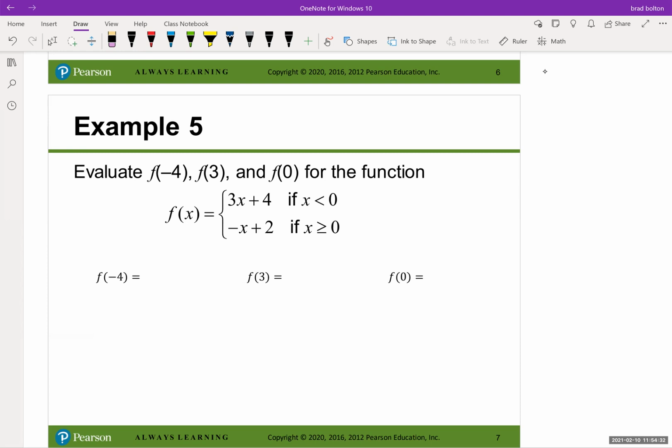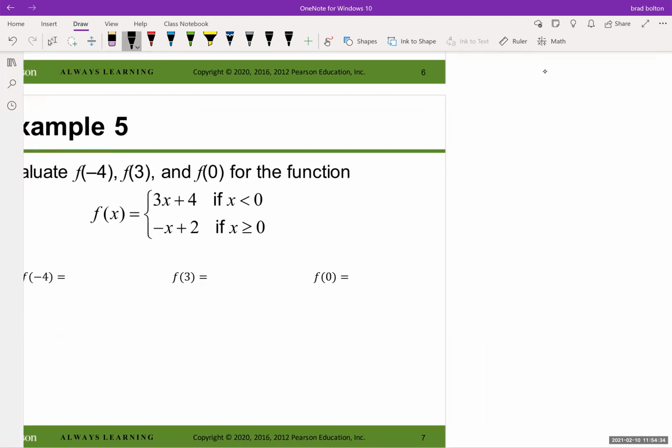Oftentimes, if you want to graph it, the book shows you a slightly different way. I try to approximate it with my graph. I try to do a good job of estimating it, but if I need to do exact calculations, I can do those as well. So what a piecewise defined function says is you use this graph when x is smaller than 0. For any time x is greater than or equal to 0, you use this graph, negative x plus 2.